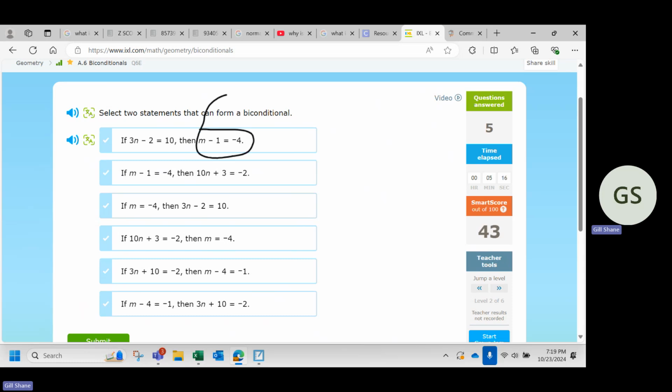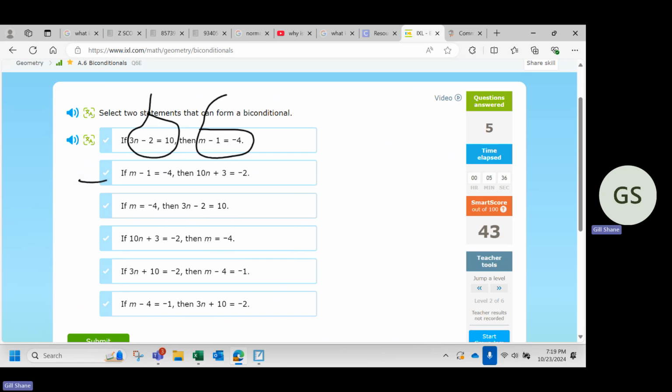This part right there will be at the beginning. This part right here will be at the end if that's the original statement and it has its converse somewhere in here. And it's got to be the same. We can't move anything around. We're just switching the order. So let's see.